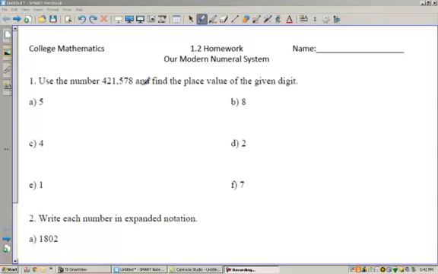Okay, so this is 1.2 homework, our modern numeral system. And we start off here. We want to use the number 421,578 and find the place value of the given digit. All right, so it's pretty simple, right?